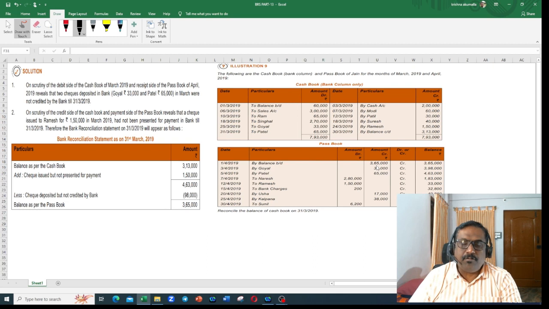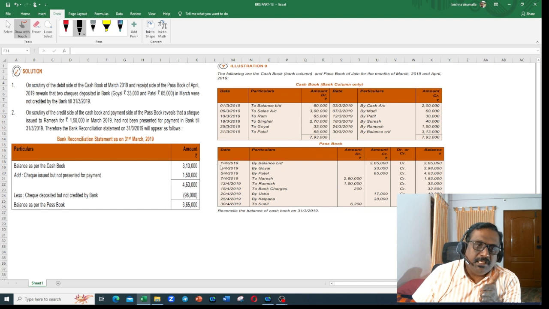By balance brought down 3,65,000. This is on 1st April. The 1st April opening balance should be equal to the 31st March closing balance. Here the 1st April balance as per passbook is given as 3,65,000. The 31st March closing balance as per cash book is given as 3,13,000. These two should be equal, but they are not equal. So we have to prepare the reconciliation to identify the difference.